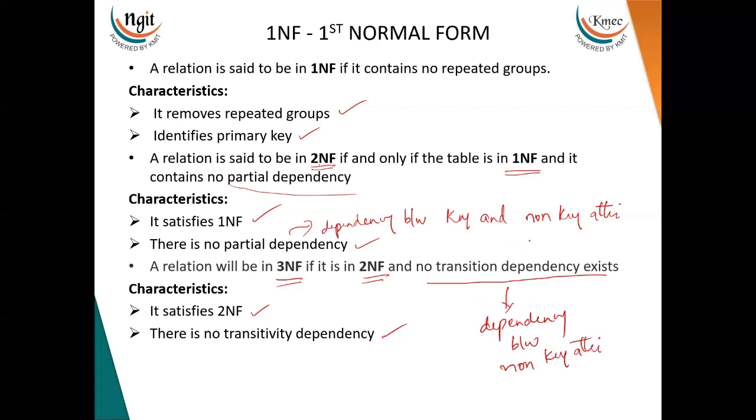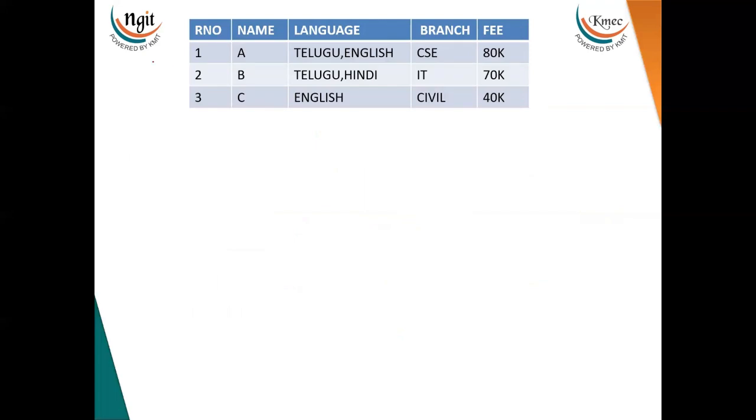Let us understand what is key and non-key attributes with the help of an example. Here an example is given with set of attributes like roll number, name, language known, branch, as well as fee. Now let us try to understand what is 1NF. It is said that a relation is said to be in 1NF if it does not contain any repeated groups. Here for language attribute, you can find more than one value is inserted. So thereby, this particular relation is not in a standard form. In order to convert the given relation into standard form, we are applying the first normal form.